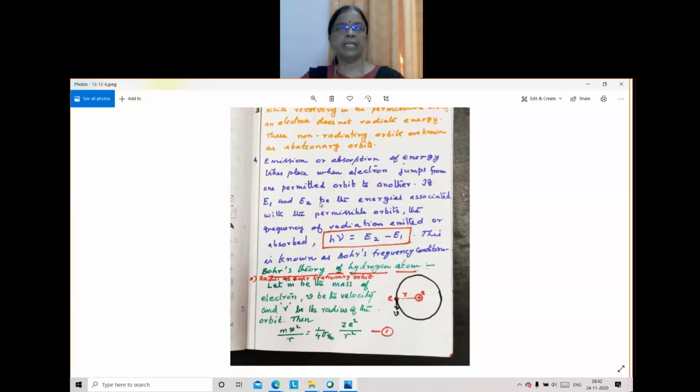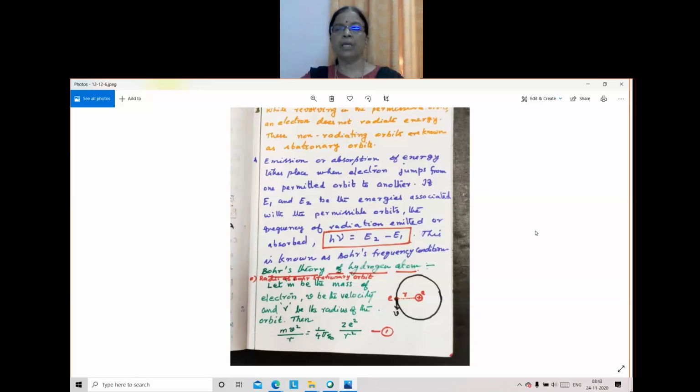First one, just like Rutherford's postulates: the nucleus is at the center, electrons are revolving around it, and the centripetal force required for the electrons is provided by the electrostatic force of attraction between the nucleus and the electron. Second postulate, mvr equal to nh/2π: angular momentum is an integral multiple of h/2π. Third one, electrons revolve in non-radiating orbits or stationary orbits. And the fourth one, energy absorbed or released, h nu, is equal to E2 minus E1.